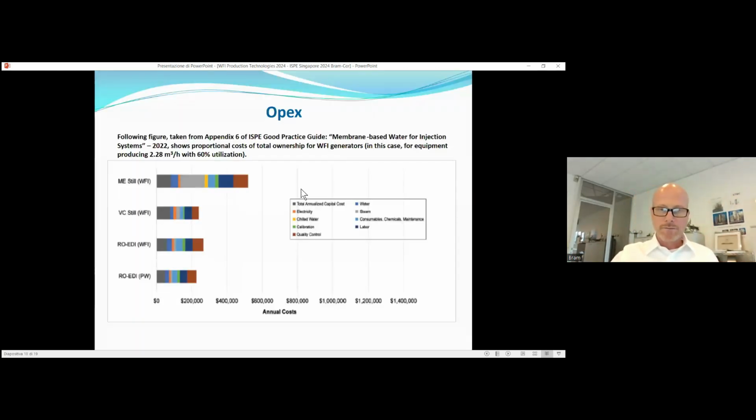As you see, the labor and the quality control in the reverse osmosis electrodeionization system for WFI is together with the multiple effect distiller the technology that requires more, because you still have to control. There is a direct flow from the feed water to the WFI. I hope I have answered the question.